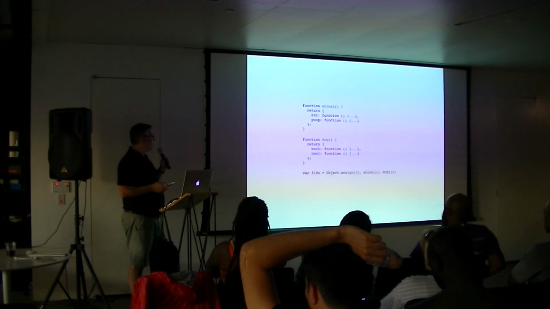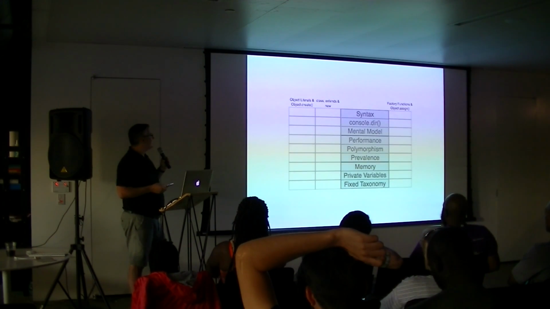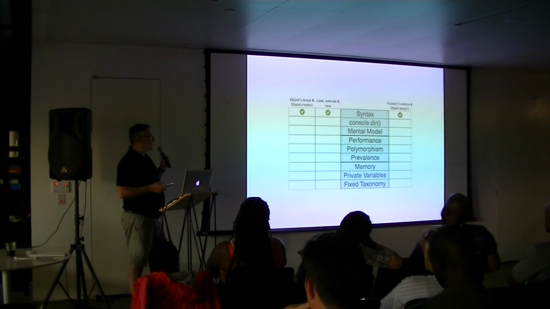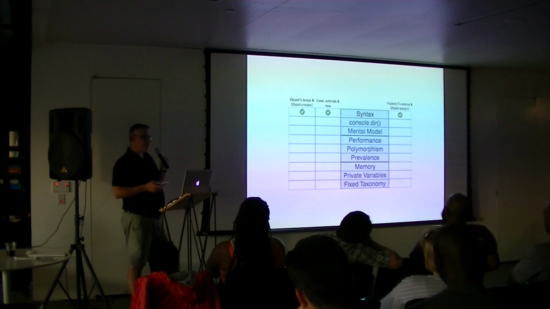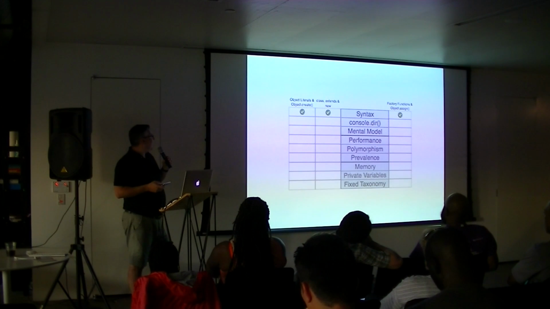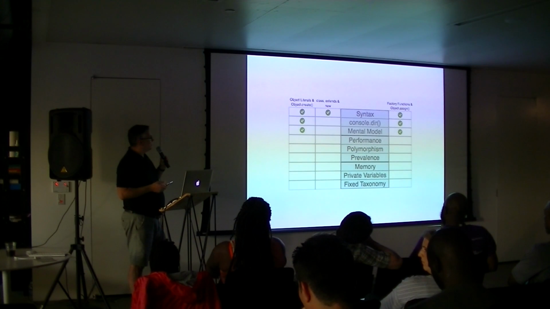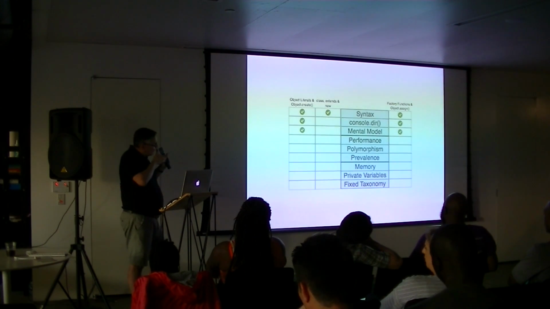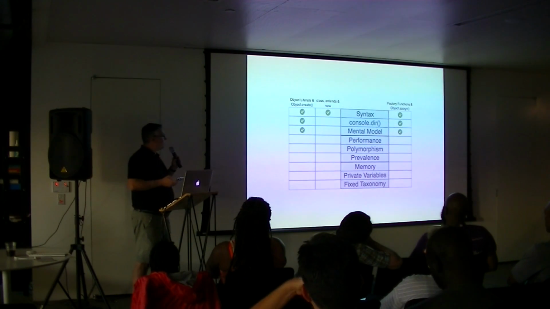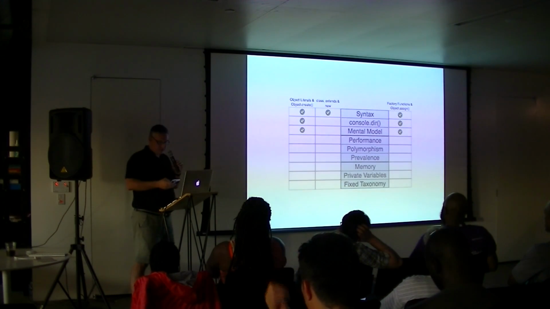All right, I've reached the end. Hopefully I've told everybody a little bit. But here's a summary. Syntax is pretty good for all of these. Comparing them, console dir, I favor object create and object assign. It looks a little cleaner. It doesn't have the extra constructor in there. The mental model kind of goes along the same.